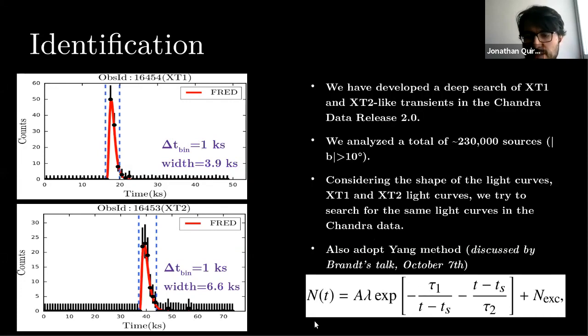Essentially, we adopt this FRED equation that you can see here. This model is a fast rise exponential decay, very used in the case of the pulses of gamma-ray bursts. We consider this model and fit all the sources in the light curves of the Chandra Source Catalog, and consider different criteria related to the duration of the pulse, number of total counts, the background counts, and the counts before and after the pulse, to try to find XT1 and XT2 objects. Additionally, we use another method, a Young method, which is more flexible, to try to find objects that do not necessarily have this pulse shape.